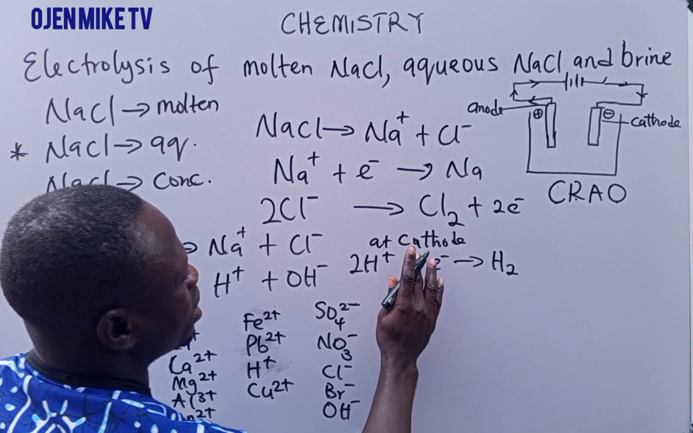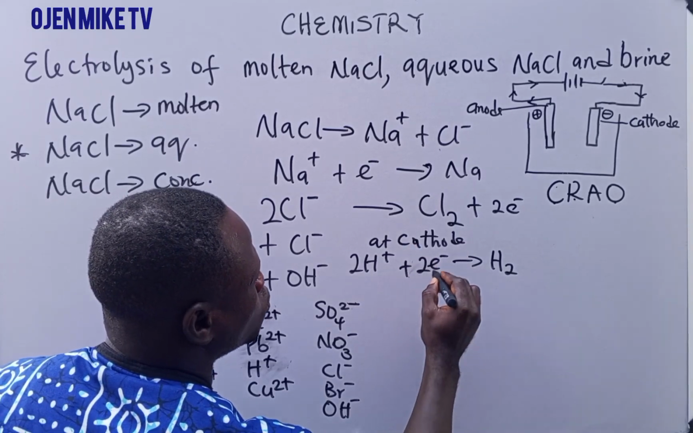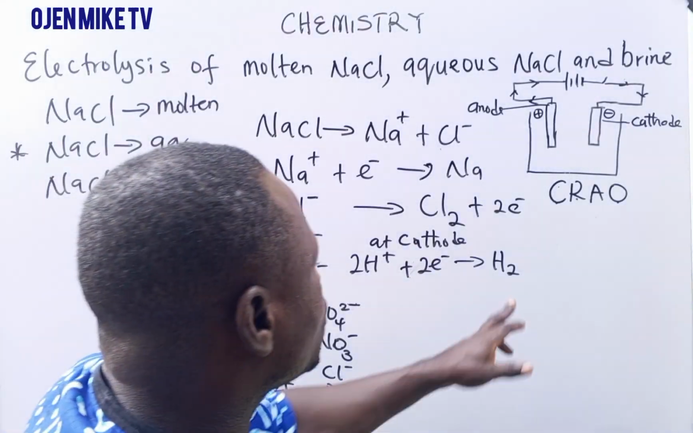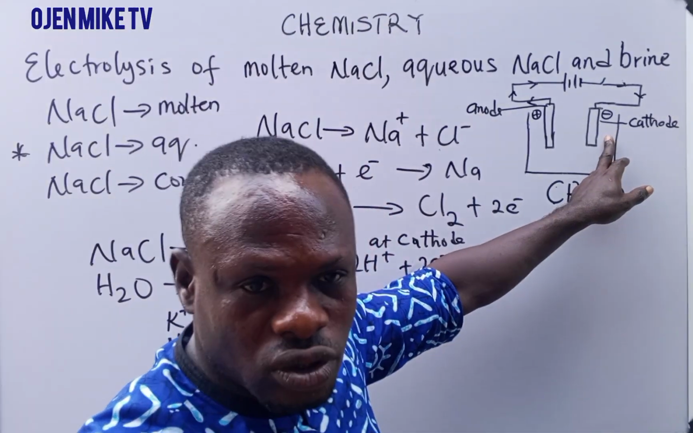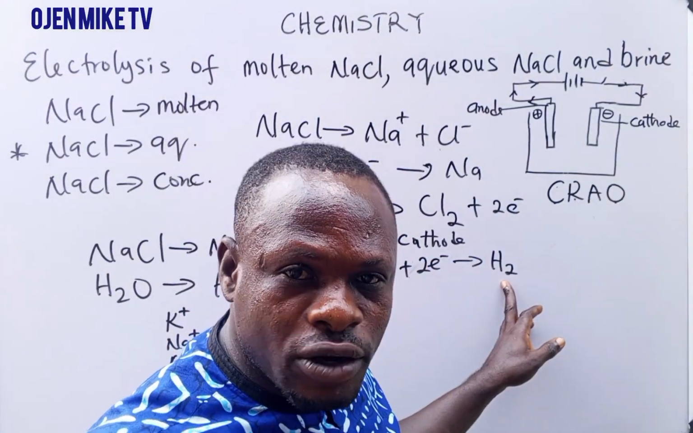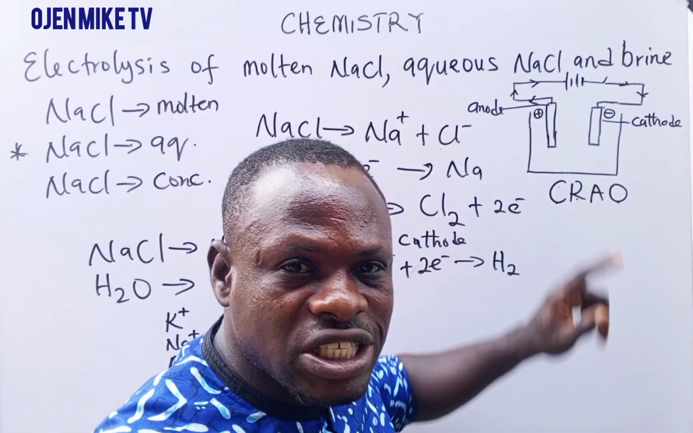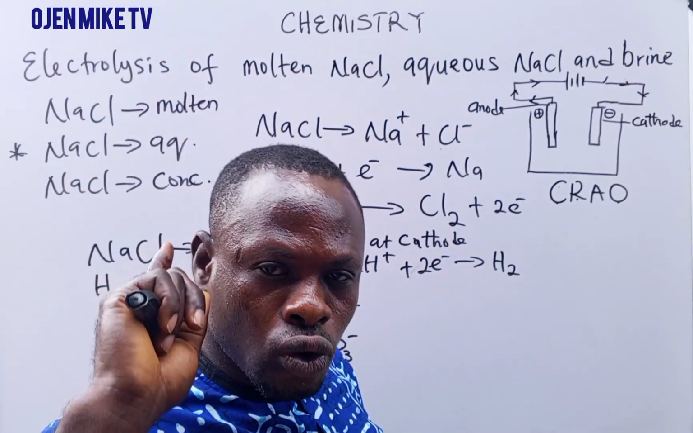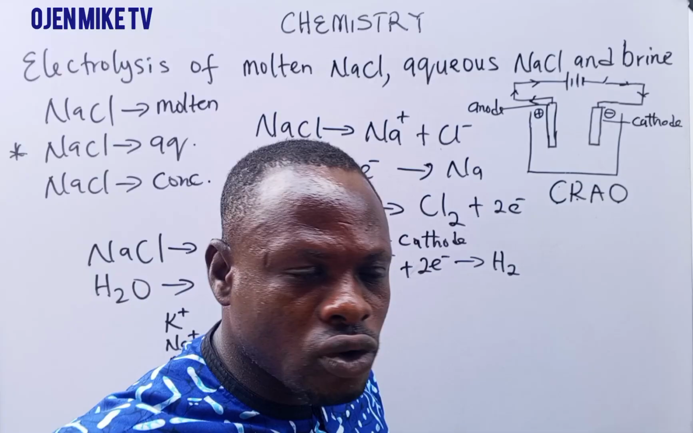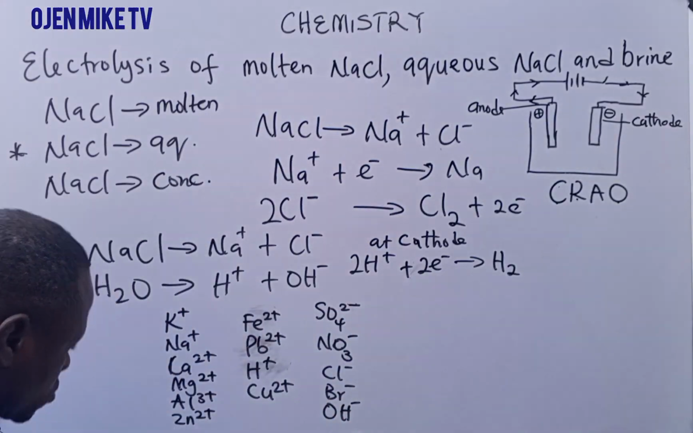Look at what will happen here. And of course we have two electrons here. So hydrogen gas is evolved at the cathode. It is being released at the cathode during the electrolysis of aqueous sodium chloride. Are you following?